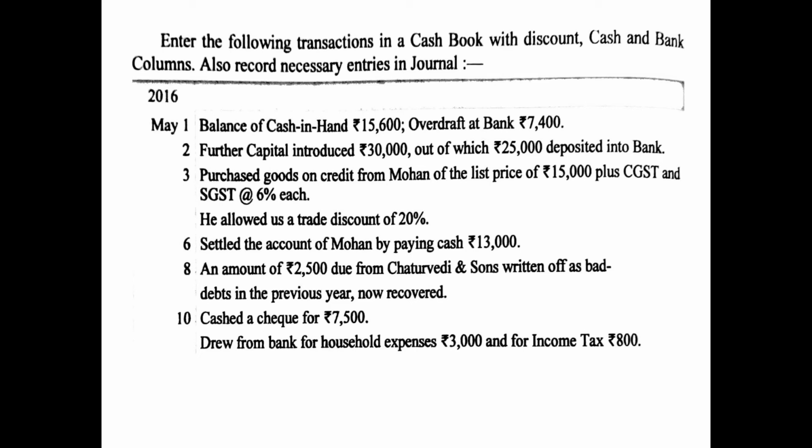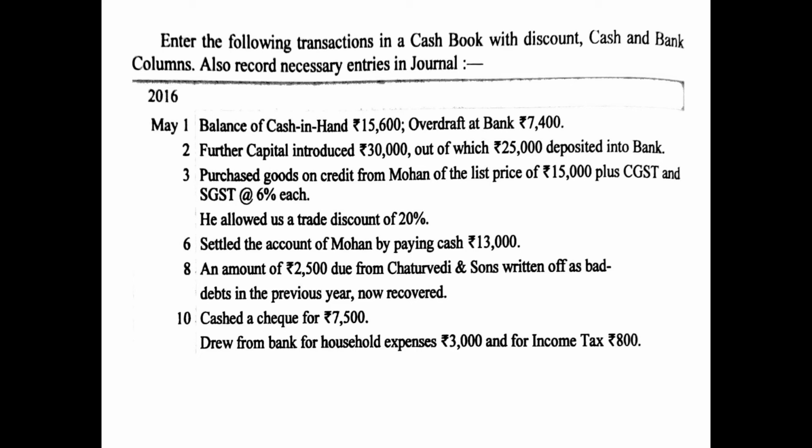The May 6th transaction. Settled the account of Mohan by paying cash rupees 13,000. So how much we are paying to Mohan? 13,000. But we are settling the account. That means we are fully settling the account, so we might be receiving the discount. In order to calculate that, you will have to calculate the amount.